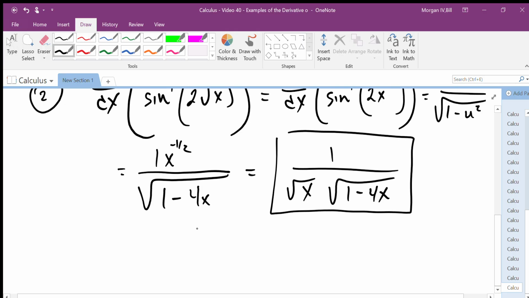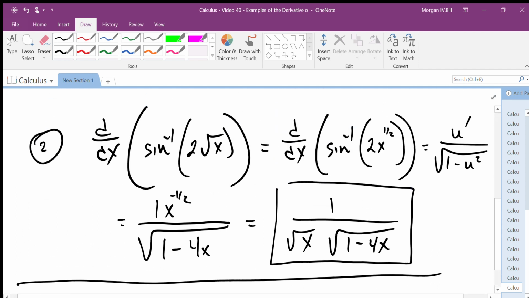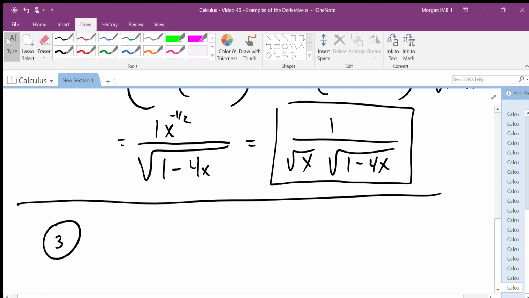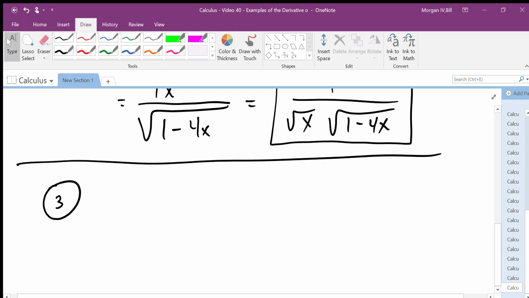All right, number 3. So while these seem kind of weird and complicated, once you get into the problems, they're actually not so bad, I think, anyway. It does take knowing those derivatives to make it not so bad. Let's take the derivative of the inverse secant of e to the x.